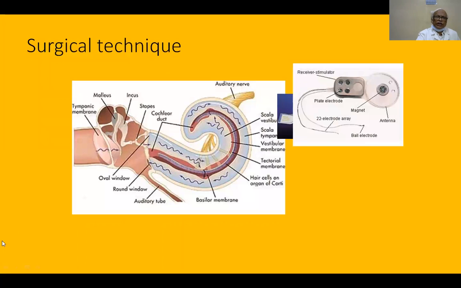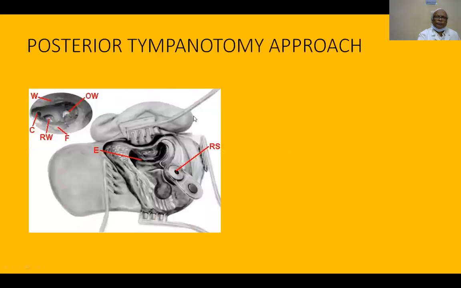And this is the surgical technique. So this 22 electrode array will be introduced through the round window into the basal turn of the cochlea. This is by means of what is known as the posterior tympanotomy approach. Now let us try to demonstrate the video.